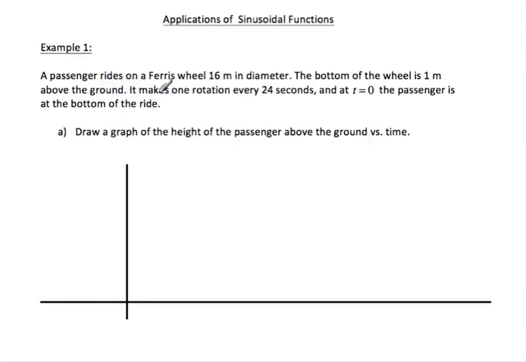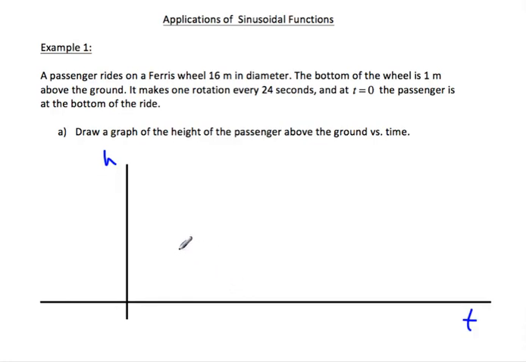A passenger rides on a Ferris wheel 16 meters in diameter. The bottom of the wheel is 1 meter above the ground. The wheel makes one rotation every 24 seconds, and at the start, time is equal to 0, the passenger's at the bottom of the ride. First, we're asked to draw a graph of the height of the passenger above the ground versus time. So my y-axis here is going to represent height, and my x-axis is going to represent time in seconds.